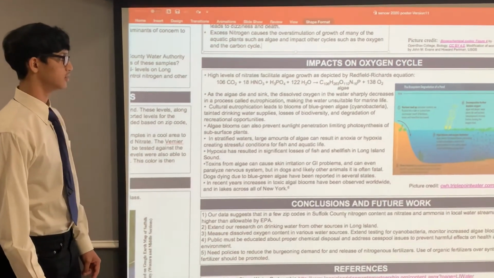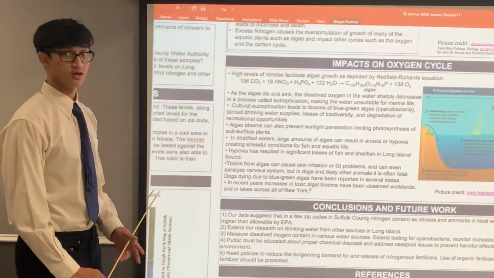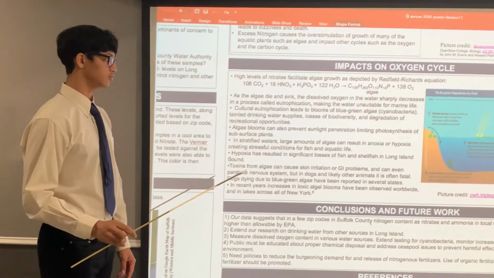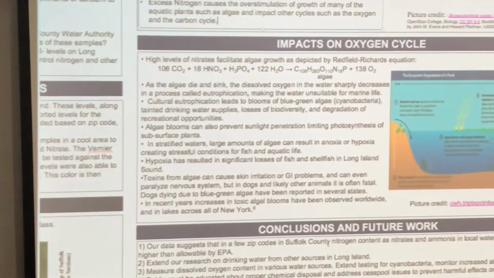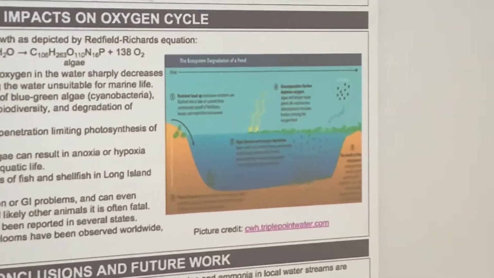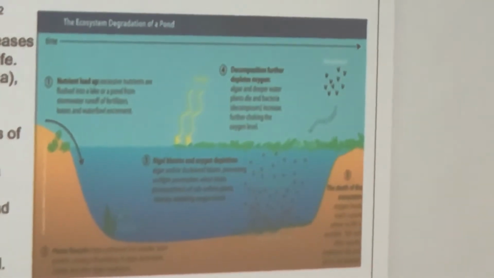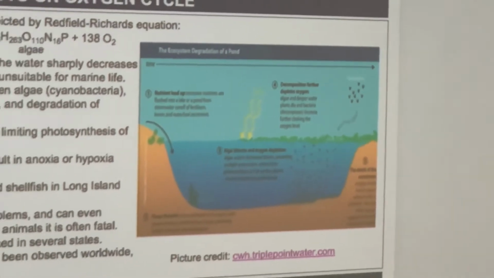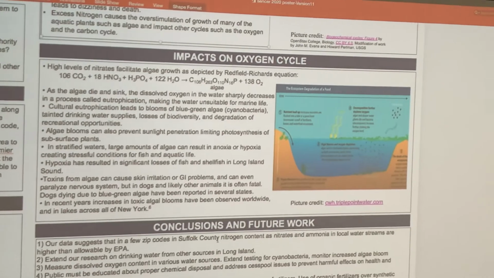Cultural eutrophication leads to blooms of blue-green algae, contaminated water sources, and loss of biodiversity, and it can degrade recreational opportunities. Algae blooms can also prevent sunlight penetration, as shown in this picture. It will make it harder for subsurface plants to get light to carry out photosynthesis and produce oxygen for the ecosystem. This is especially a problem in stratified waters, such as the Long Island Sound.